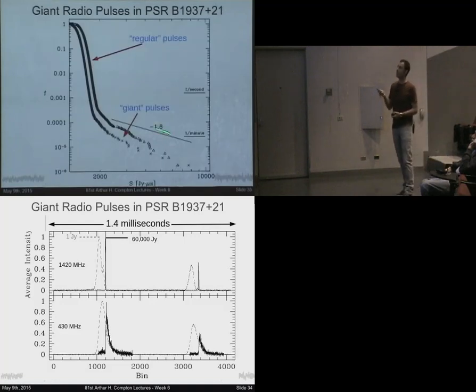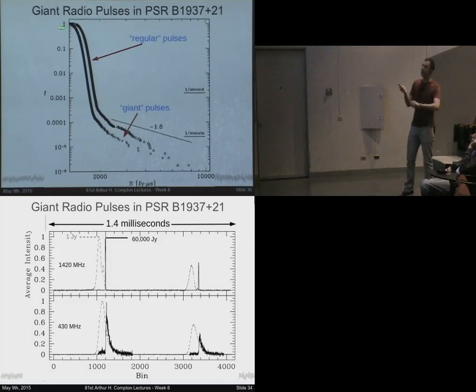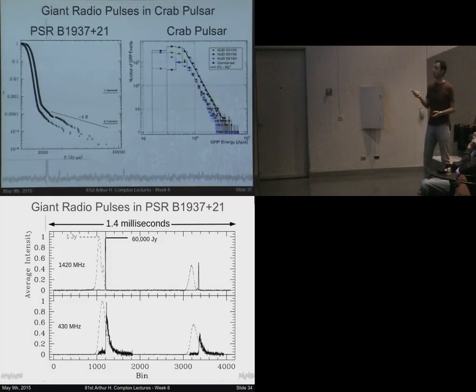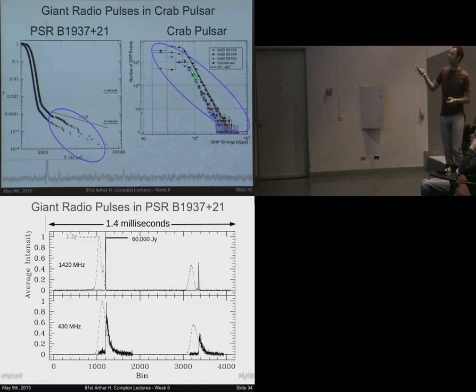And so this is how, we saw this diagram already, this is how giant radio pulses look in this pulsar 1937. And in the crab, this is how they look. And this is called a power law, by the way. If you plot the log of something against the log of something else, and it makes a straight line, then it's a power law. And we see that in physics all the time. The giant radio pulses follow a power law in the crab and a power law in this pulsar, while the regular ones follow a different distribution, like Gaussian or a log normal distribution.